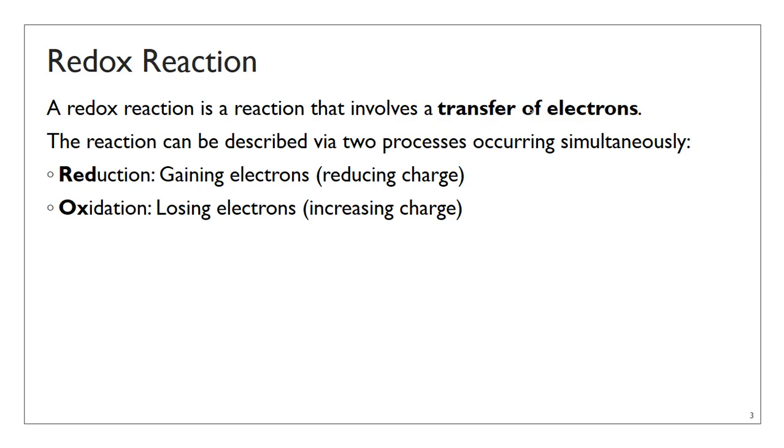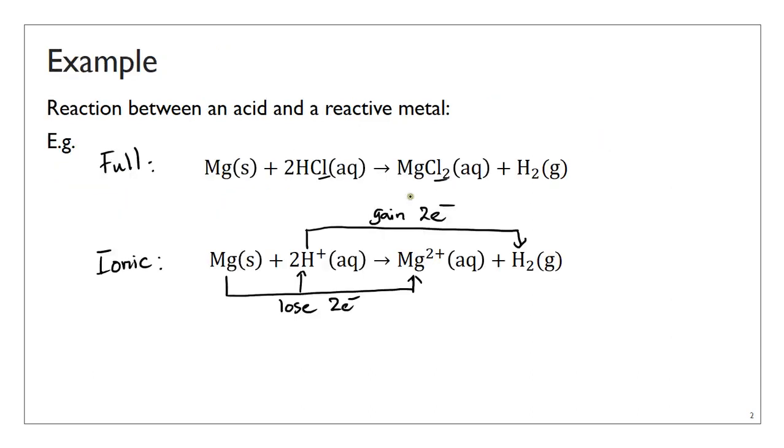And there are also specific names for each process. So the donating or losing of electrons and the accepting or gaining of electrons. Reduction is defined as the gaining of electrons. So it's the process of gaining electrons, and you could remember it as there is a reduction in charge since you're gaining electrons, which are negative. And oxidation is the losing of electrons, which will cause an increase in charge. So in a redox reaction, one substance will reduce in charge and another will increase in charge due to the transfer of electrons. So we go back to our example.